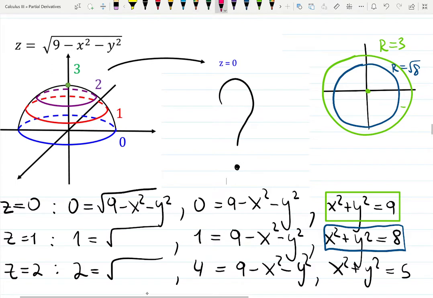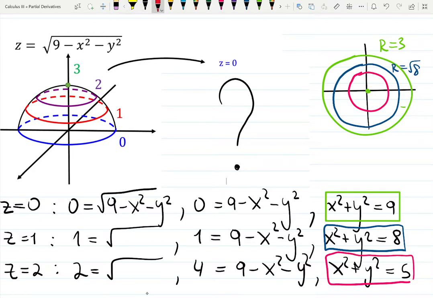This will be pink. So it seems like the radius is shrinking, and that's exactly what you would expect in different levels. The level is going up, right? Level 0, level 1, level 2, and then you can see that the circles are shrinking.